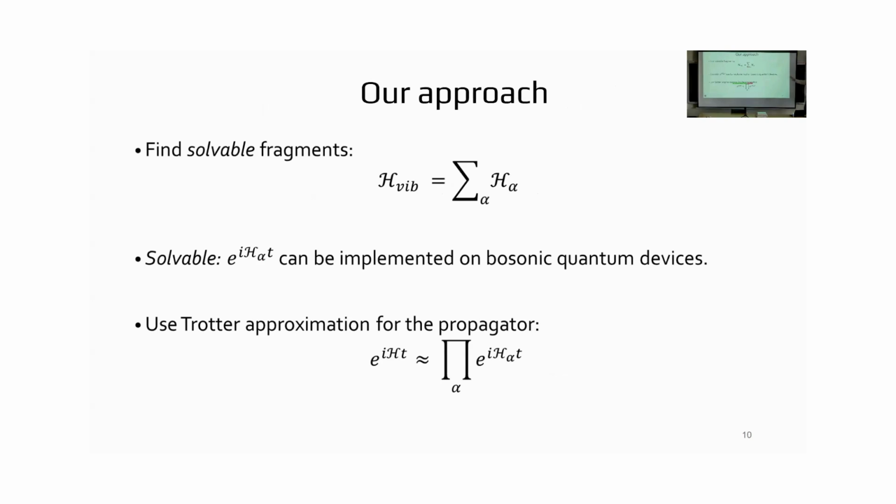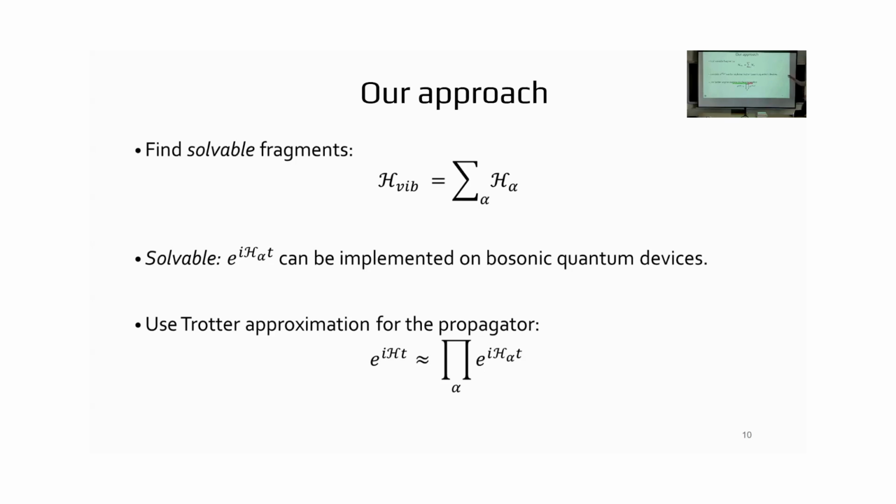We say that if we can break down our Hamiltonian into what we call solvable fragments, then we can go ahead and construct the propagator. And we call these fragments solvable because we know how to exponentiate them. So we know how to diagonalize them. And we also know how to implement them on these bosonic devices.